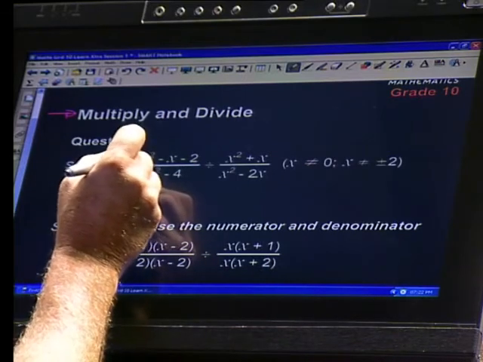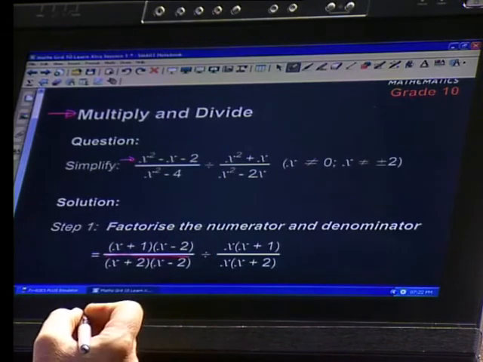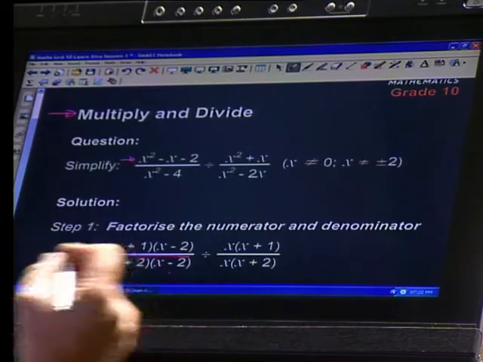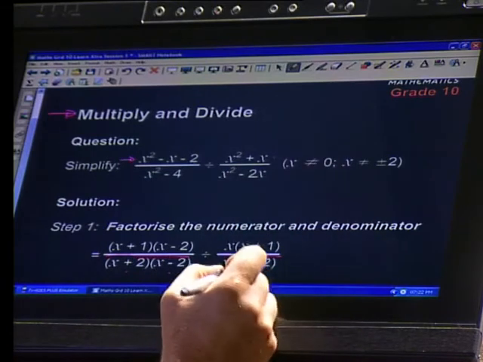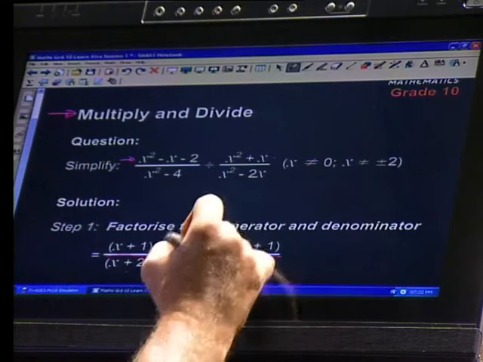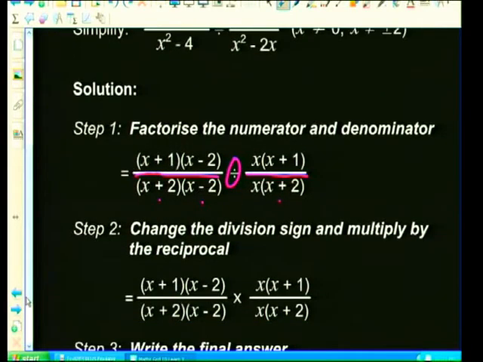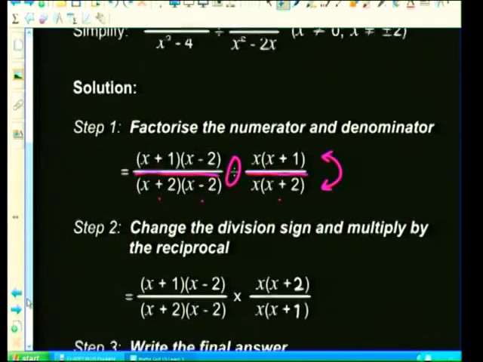So there's our first numerator, and they've factorized it. There's our denominator, and they've factorized it. There's our second numerator, and they've factorized it. And our last denominator, and they've factorized it. Now, because this is a division, what's going to happen? We're going to find the reciprocal. Reciprocal means top becomes bottom and bottom becomes top. Right, so here we're going to do the reciprocal, and here we go.